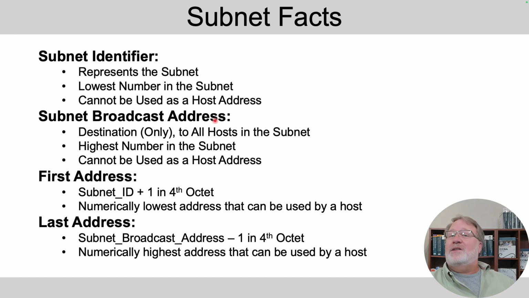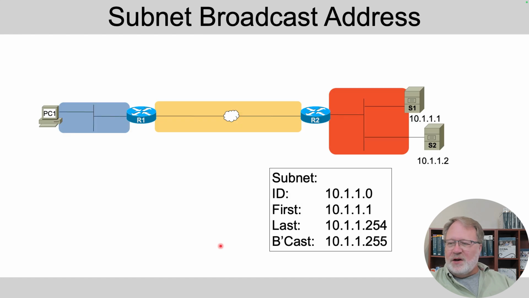So once you calculate the low and high number, everything in between is usable, so we can calculate the first or lowest address that's usable and the last or highest address that's usable. How do we do that? Well, if we know the lowest number, we add 1 in the 4th octet to get the lowest usable. And if we know the highest number here, the subnet broadcast address, we subtract 1 in the 4th octet to get the highest usable address. All right, so that's how it goes.